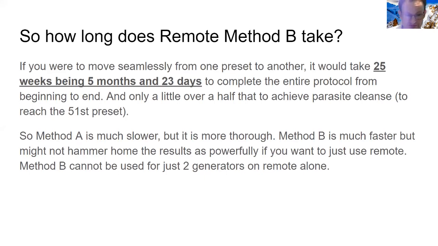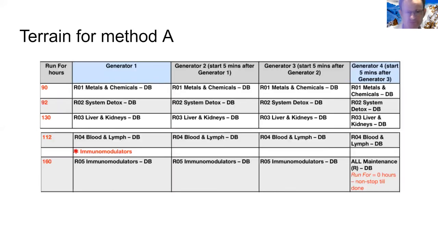So method A is much slower, but it is thorough. Method B is faster, but might not hammer home the same results as powerfully if you want to just use the remote. Method B cannot be used on just 2 generators on remote alone. Okay.